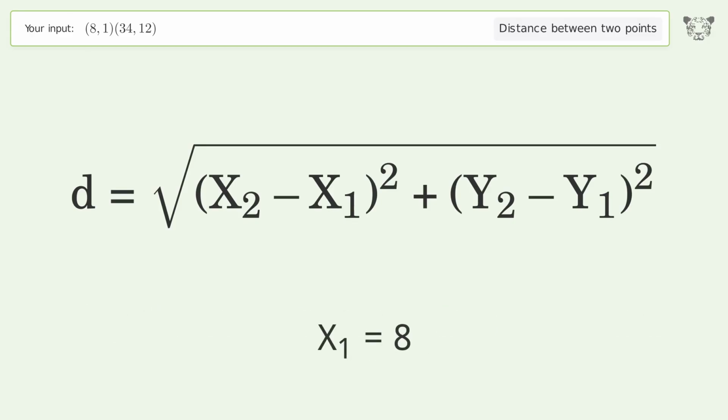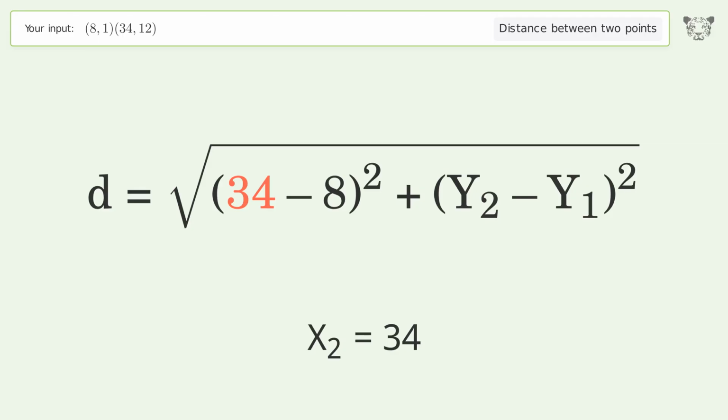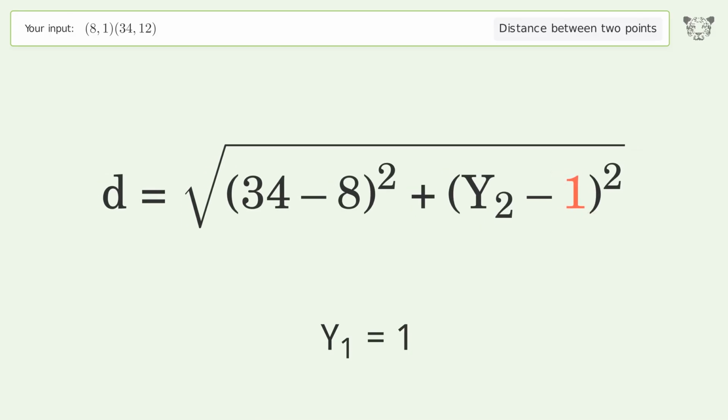x1 equals 8. x2 equals 34. y1 equals 1. y2 equals 12.